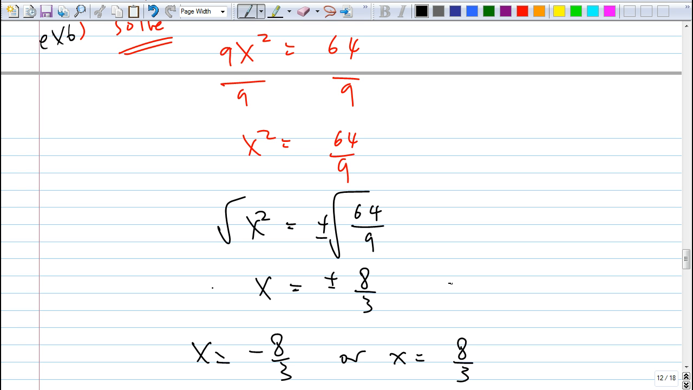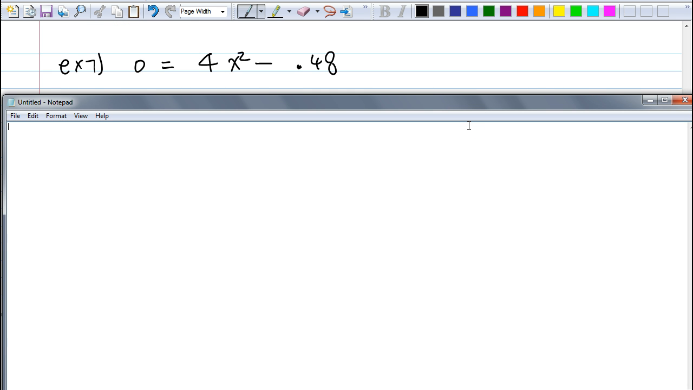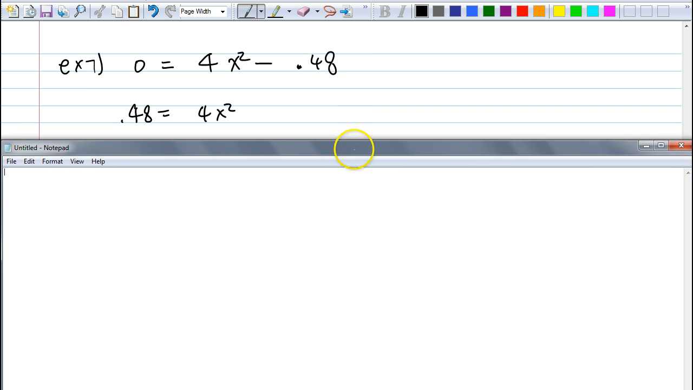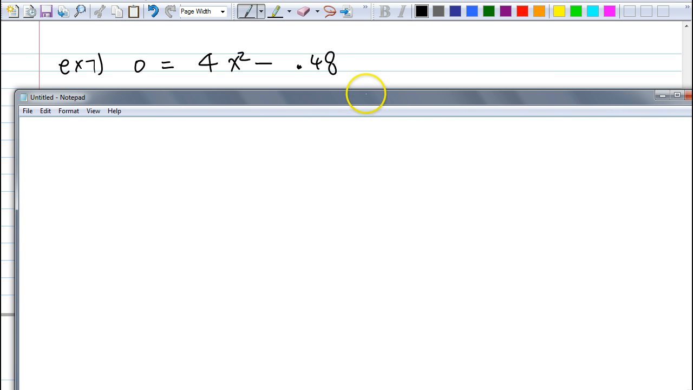Okay. All right, let me give you a tricky one here. They give you some decimals. This is how they try to trick you a little bit. You will see this on your homework tonight. 0 is equal to 4x squared minus 0.48. Okay. Now, what are you going to do first, guys? Multiply both sides by 100. Yeah, that may be nice. Okay. Oops, I didn't do that, but you should do that. Okay, I'll wait. Go ahead and finish it up.